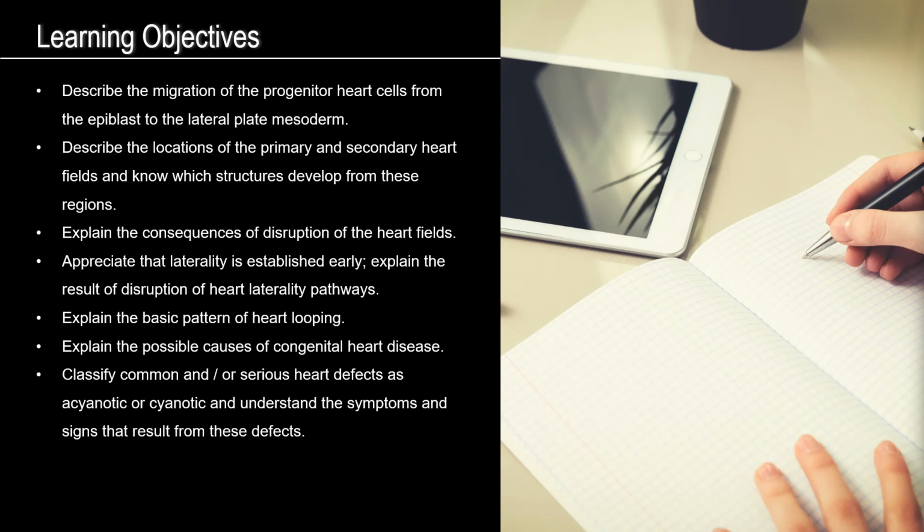Appreciate that laterality is established early, and explain the result of disruption of the heart laterality pathways. Explain the basic pattern of heart looping, and explain the possible causes of congenital heart disease, and classify common and/or serious heart defects as acyanotic or cyanotic, and understand how the symptoms and signs result from these defects.